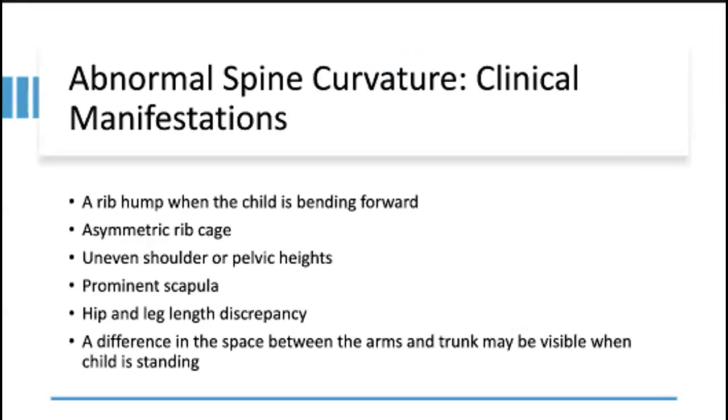Those kids can also have hip and leg length discrepancy, which again, if your pelvis is kicked up, then one hip's going to be higher than the other, and one leg's going to be higher than the other. We can also see abnormal space between the arm and the trunk when they're standing upright. Additional assessment considerations for those scoliosis kids, we can see a lot of back pain, and we can also see respiratory impairments.